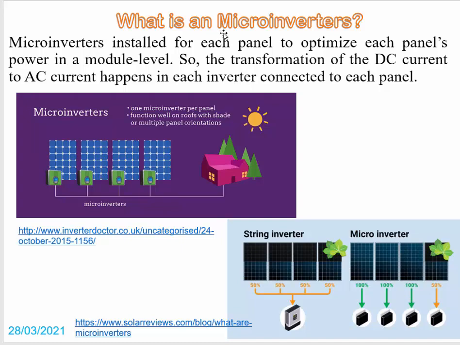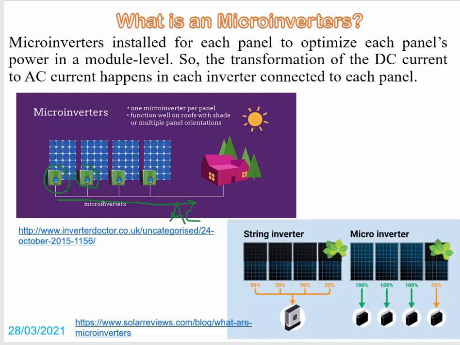is microinverters. Microinverters are installed for each panel to optimize each panel's power. We can see here, each panel contains its own inverter. So the number of inverters is equal to the number of panels. So the transformation of the DC current to AC current happens in each inverter connected to each panel. So the output of the inverter here is AC current.